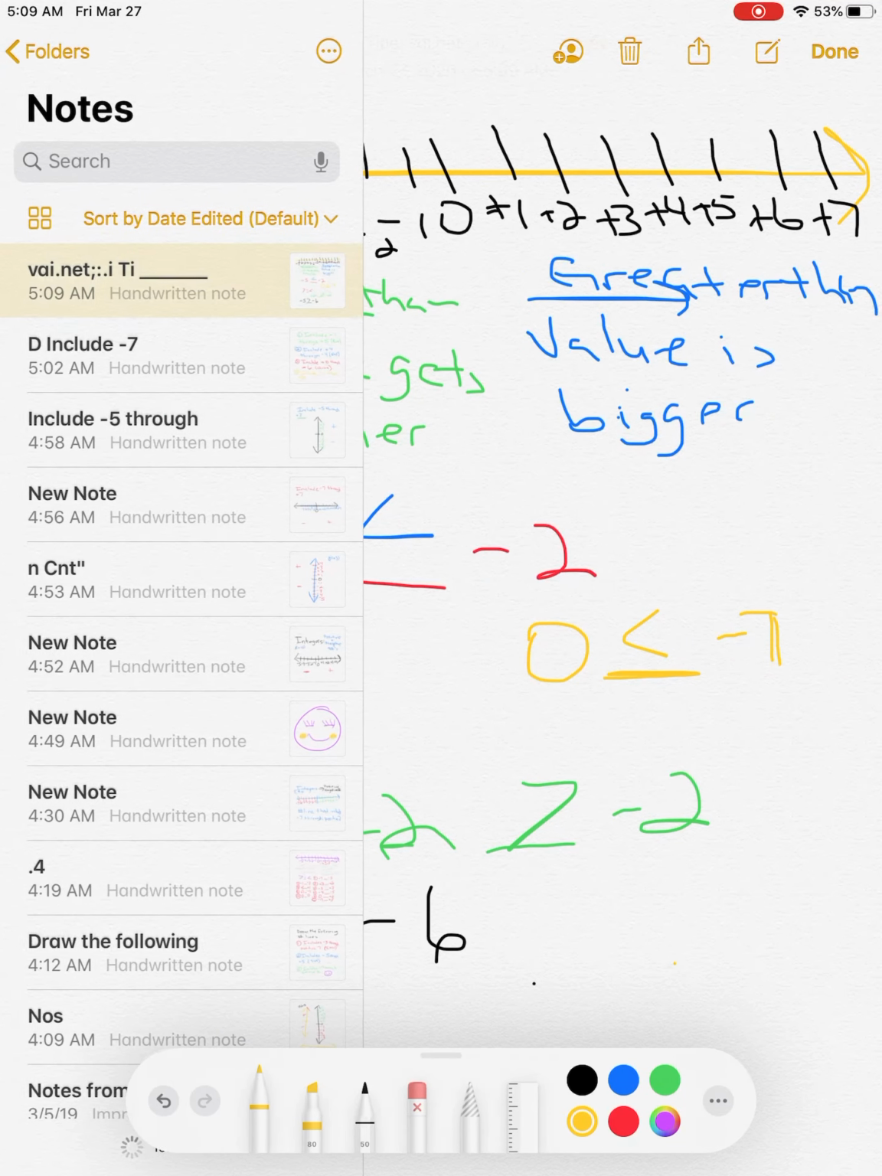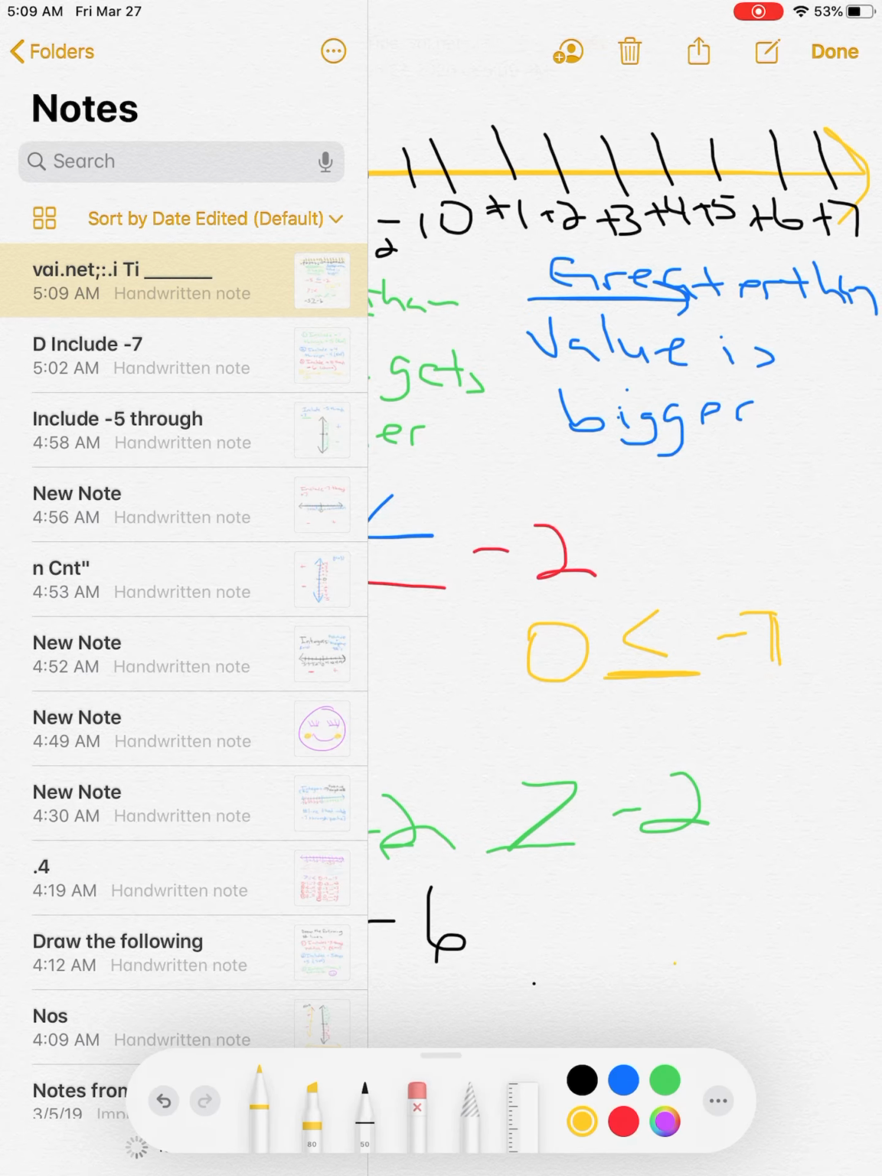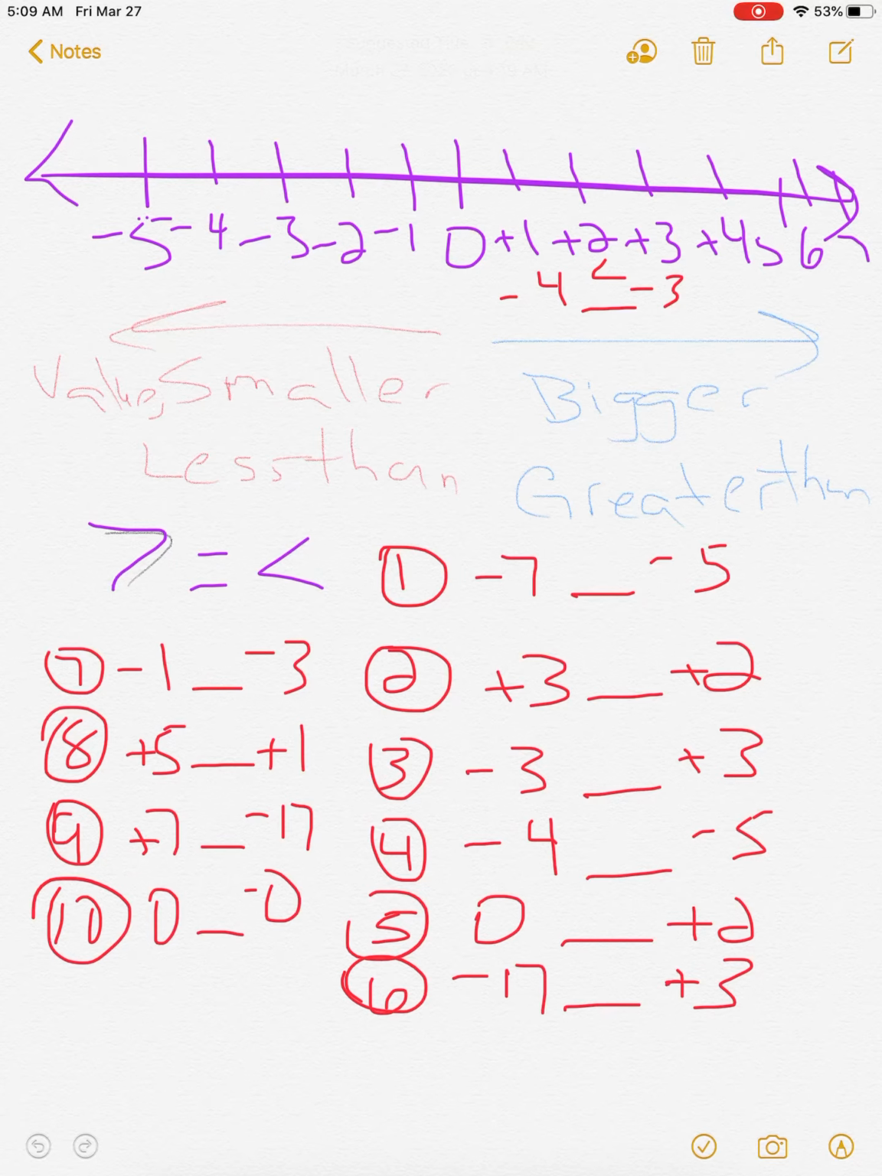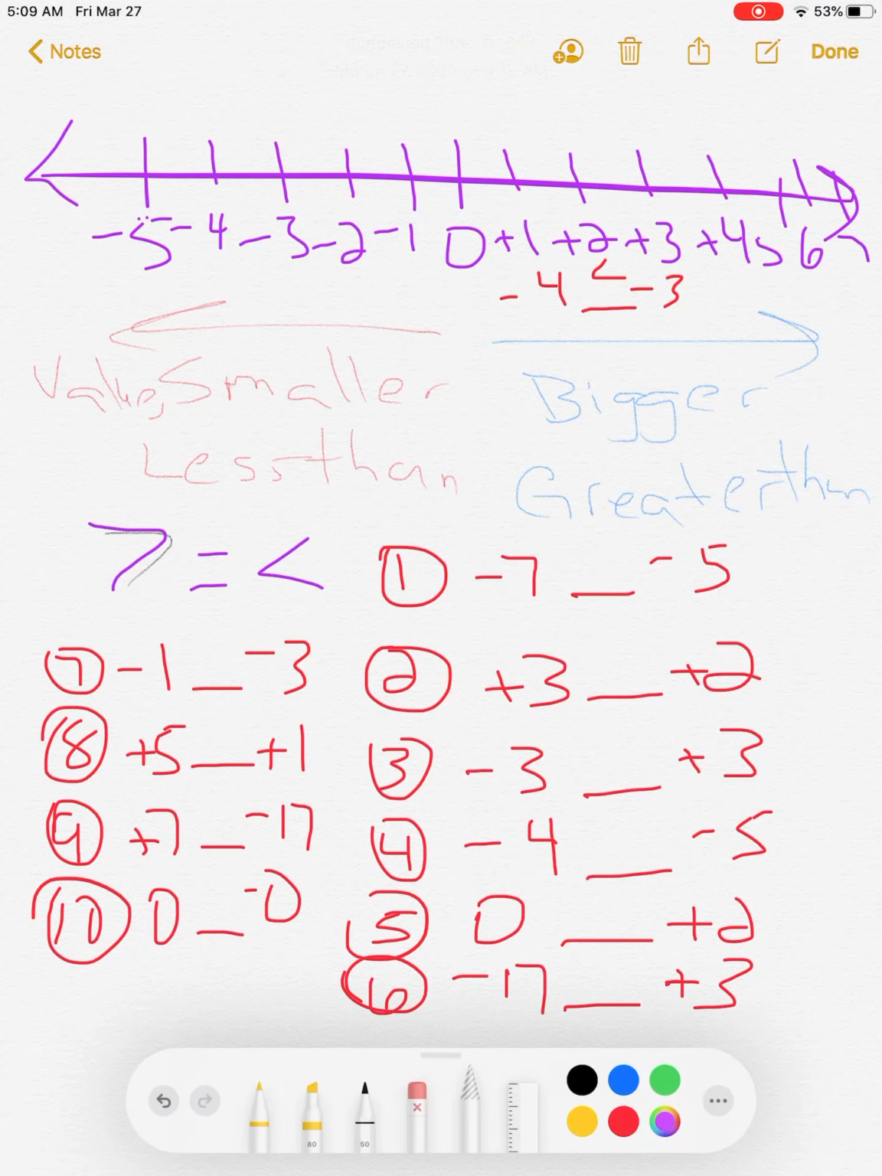I want you all to do some practice problems. Okay, so let me see if I still have those. I think they're here. Yes, very good. Okay, take a screenshot if you need to, but I want you all to do these compare problems in math. Number 1, -7 compared to -5. Number 2, +3 compared to +2. -3 compared to +3, and so on and so forth. You have 10 of them, you all.